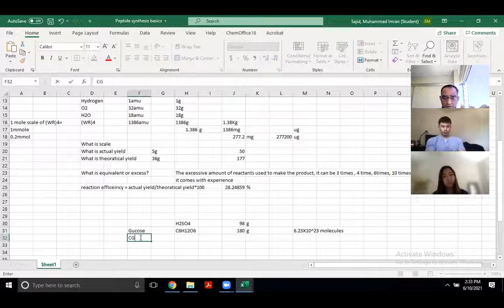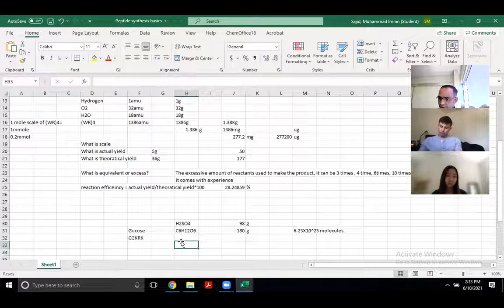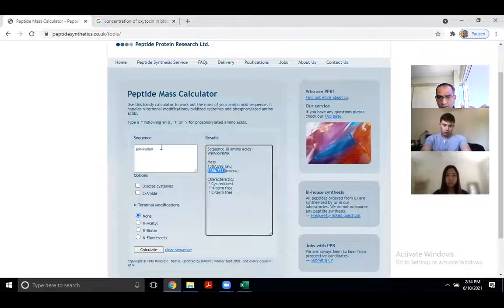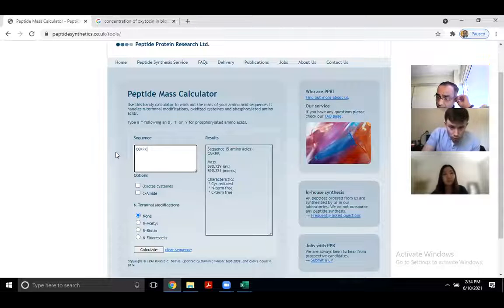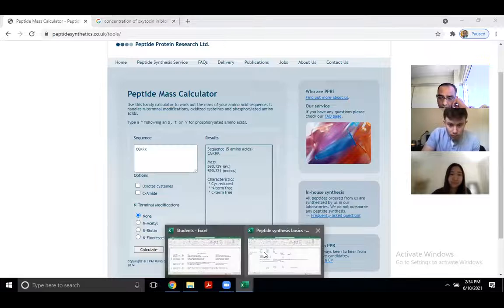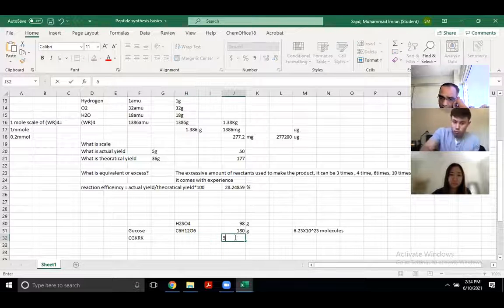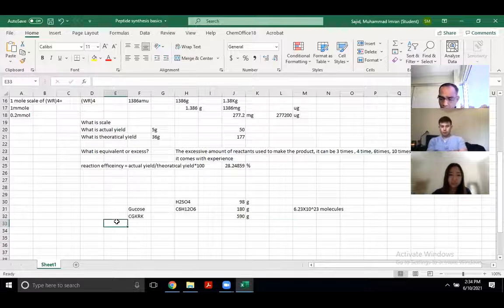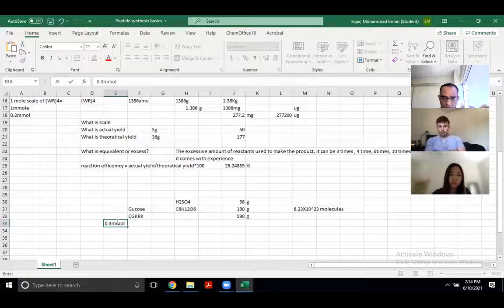So if I ask you now, let's say we have a peptide which is called CGKRK. I want to ask you to tell me the mass of 1 mole of CGKRK. What will you do? You will go to peptide mass calculator and you will write here CGKRK. What is the mass? 590 grams. So I will write here 590. What should I write here? Grams. Wonderful.